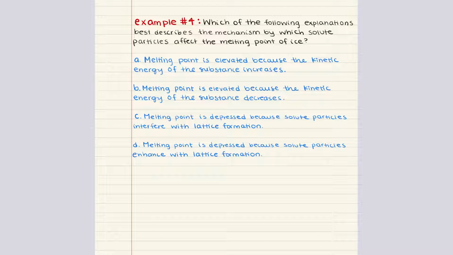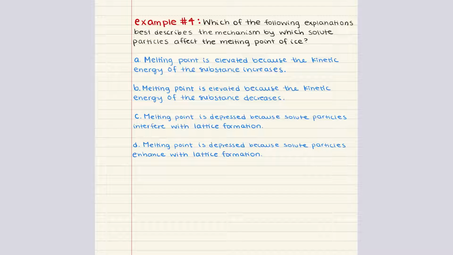The key here is to remember that when a solute is added to a solvent, the resulting solution often exhibits colligative properties. One of those properties is freezing point depression, which is the lowering of the freezing point of a solvent due to the presence of a solute. Freezing point depression occurs because the solute particles actually interfere with the formation of the solid structure of the solvent, and that makes it more difficult for the solvent molecules to organize into a solid.